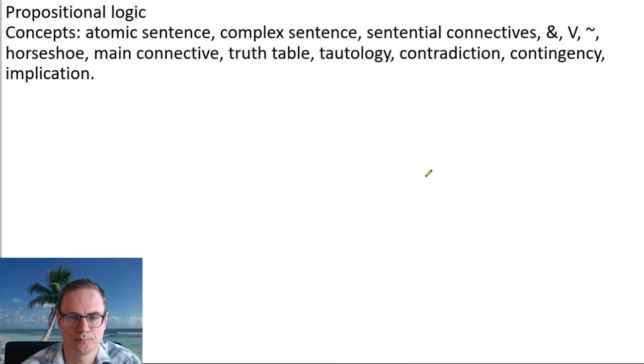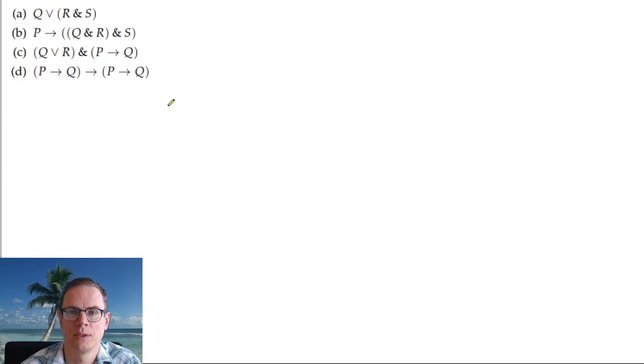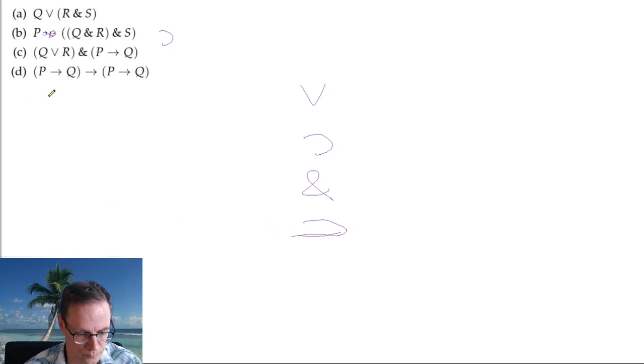All right. Let's see what's next. Okay, some exercises. Okay, well, what's the main connective? Main connective in A, or. Main connective in B, the horseshoe. It happens to be an arrow, that's a typo, it should be a horseshoe. Main connective in 3 is the and. Main connective in 4 is the horseshoe.